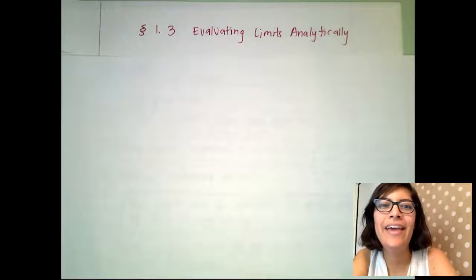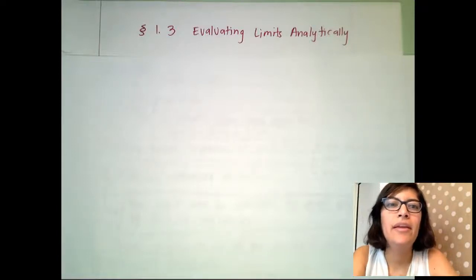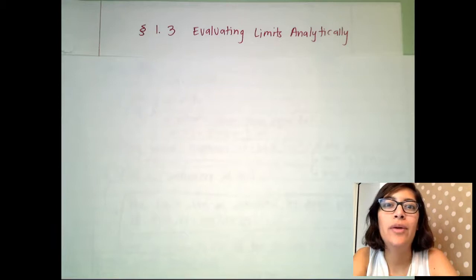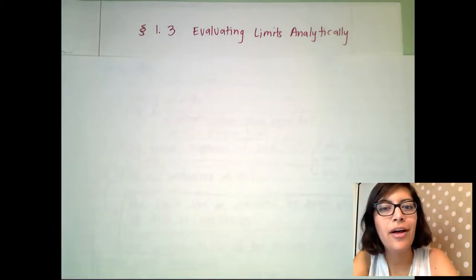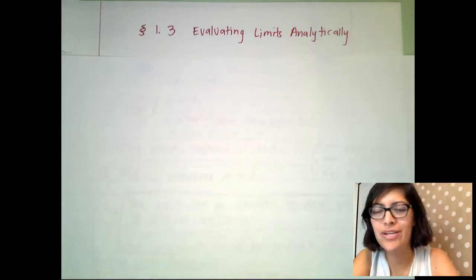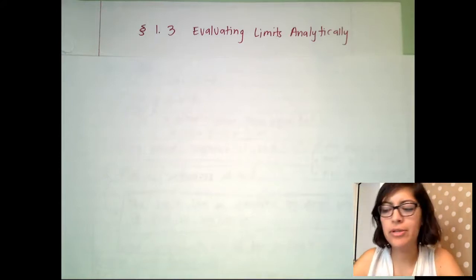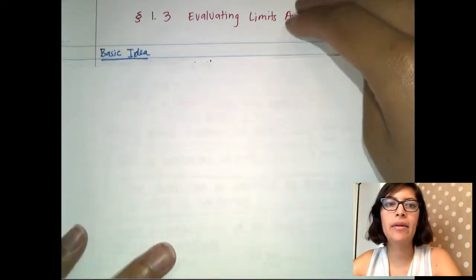All right, hello again. Today we're going to be looking at 1.3, which is evaluating limits analytically. This one is actually a lot faster than 1.2, but it only works for special cases. So let's go back. I'm going to give you guys the big idea.